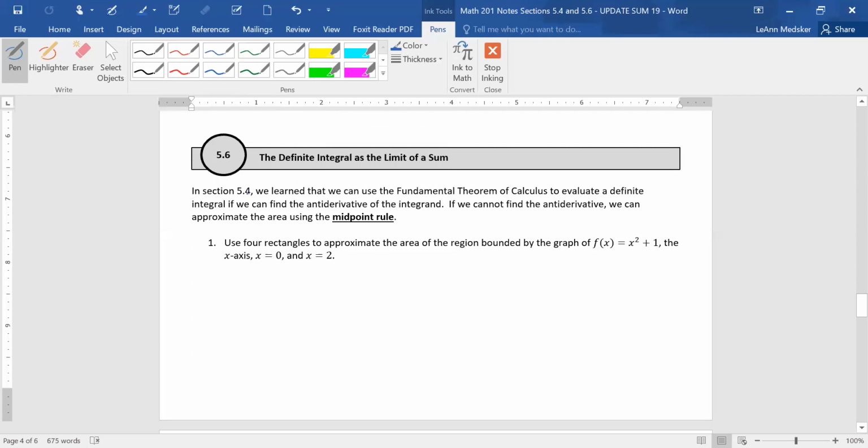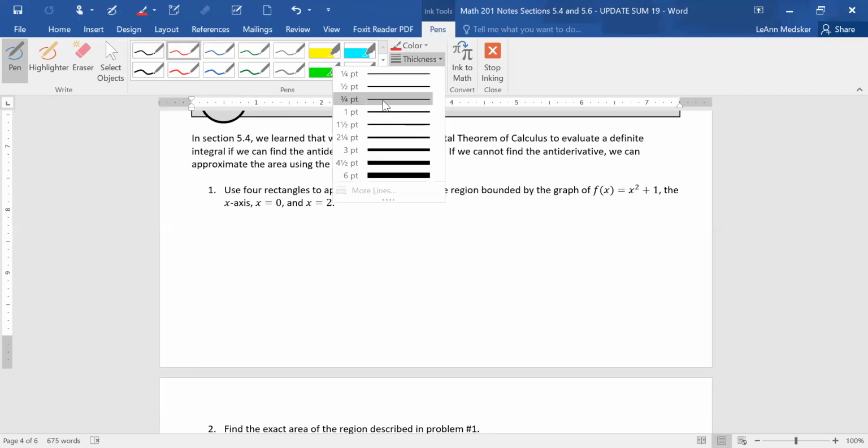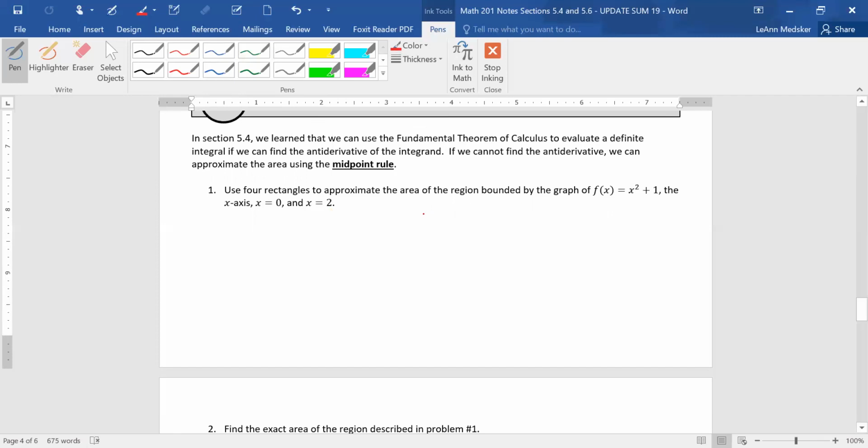So it says in section 5.4, we've learned that we can use the fundamental theorem of calculus to evaluate a definite integral if we can find the antiderivative of the integrand. If we cannot find the antiderivative, we can approximate the area using the midpoint rule. So this is a way we could still find area if we didn't know how to take the antiderivative. Now, all of the ones we're doing, we kind of know how to take it, so there might be one at the end that I put in there that we didn't know how to take, but the idea here is that we can check ourselves on most of these.